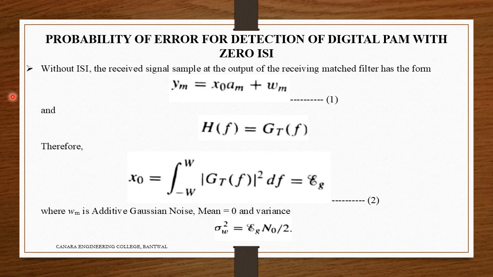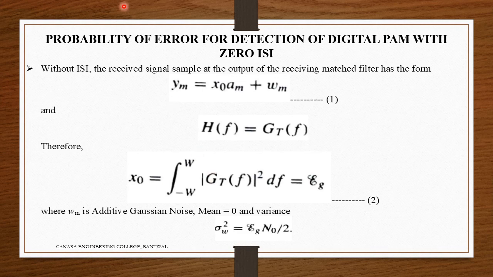Now, after we have passed all these conditions with respect to the ISI, zero ISI of a digital PAM, now we need to find how much error there will be. We have to detect this error: after transmission, what error is going to occur.